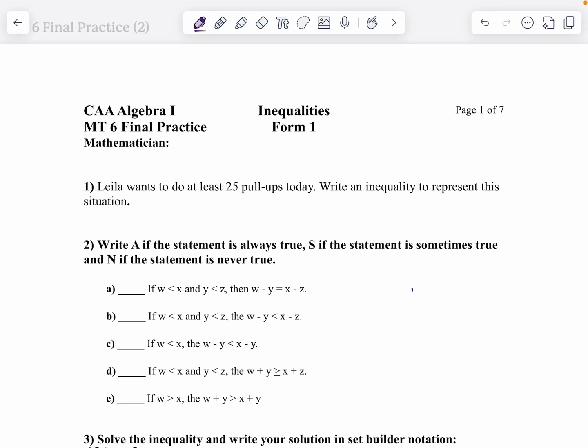Your MT6 practice test. I'm going to do Form 1 right now, but Form 2 is pretty much the same thing with different numbers.